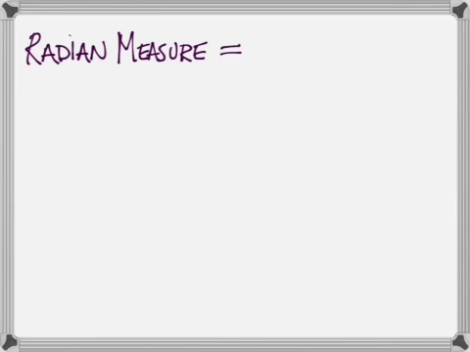So a radian measure is defined as the arc length over the radius. Okay? So it's the length of the arc divided by the radius.